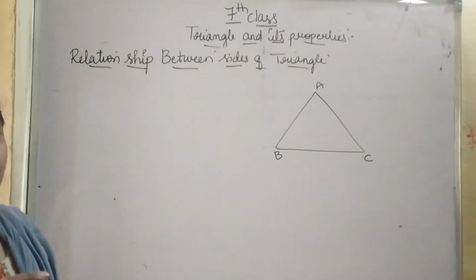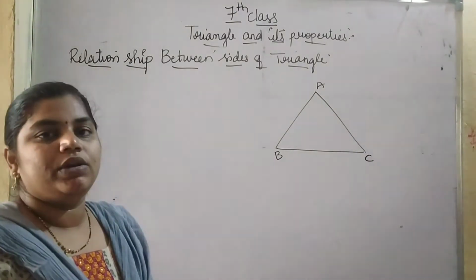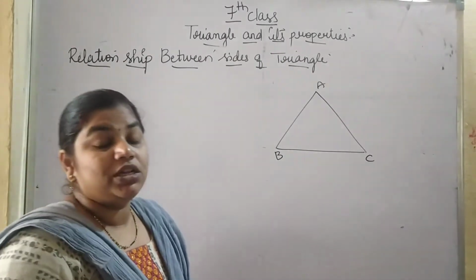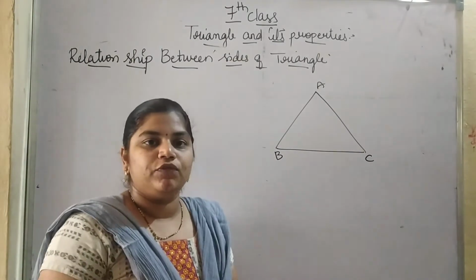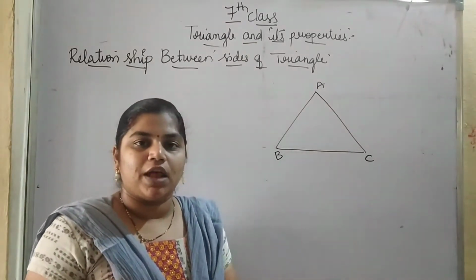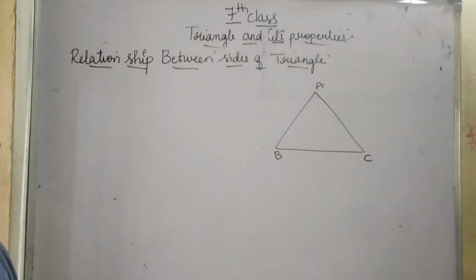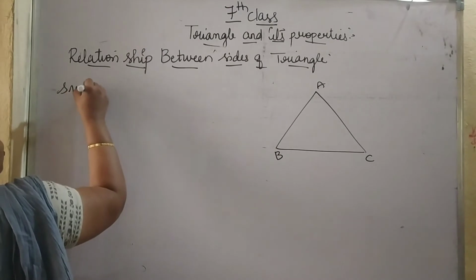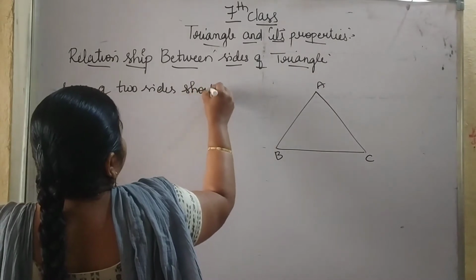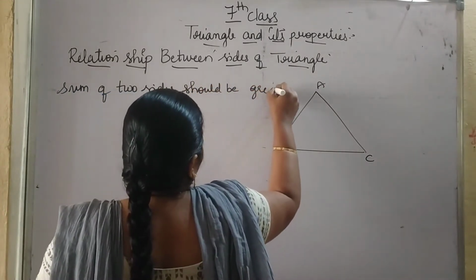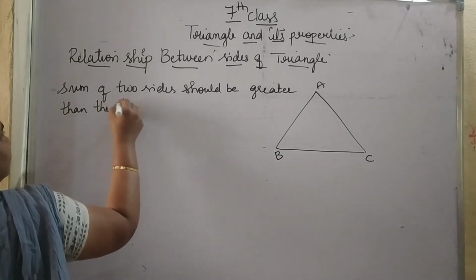Okay, so which type of angles we want for constructing a triangle, which type of measurements we want, we will learn by this. So we are having one condition, and that condition should be satisfied. If that condition is satisfied, a triangle will be formed. If the condition is not satisfied, a triangle will not be formed. So what is that condition we will see. What is the condition? The sum of two sides should be greater than the third side.